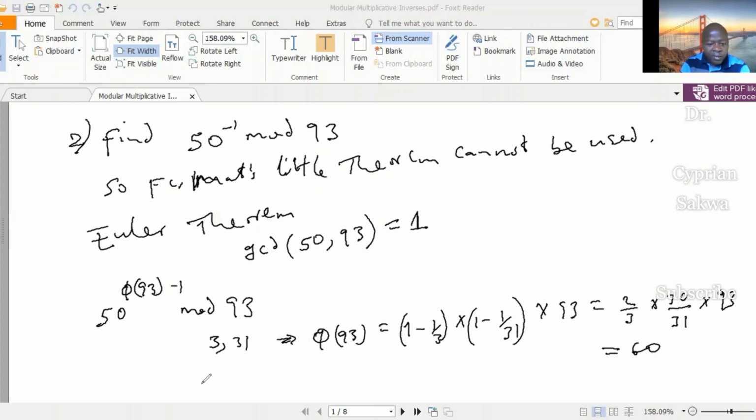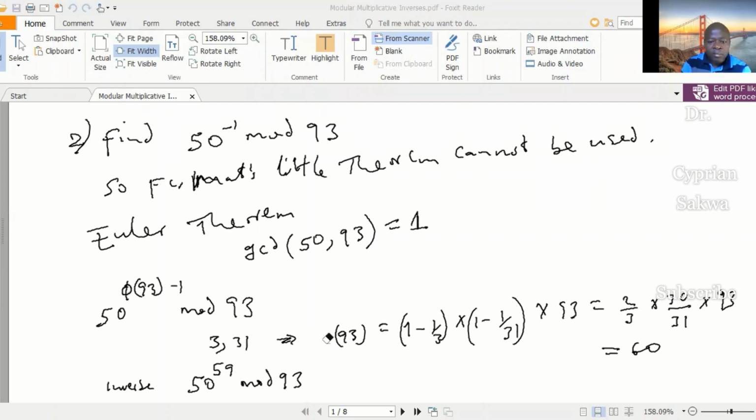That means the inverse will be given by 50 raised to 60 minus 1, which is 59, mod 93. So 50 raised to 59 mod 93. Very fast, let's form a square table.